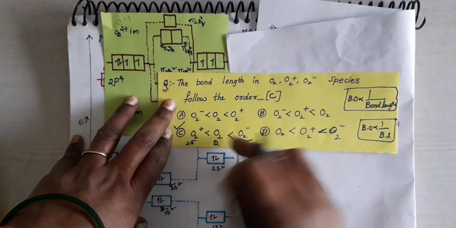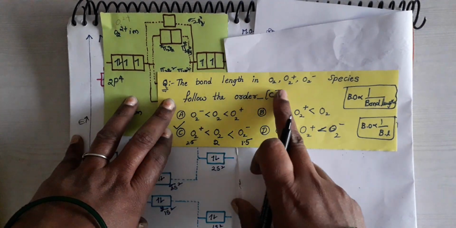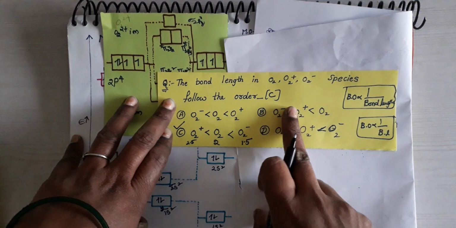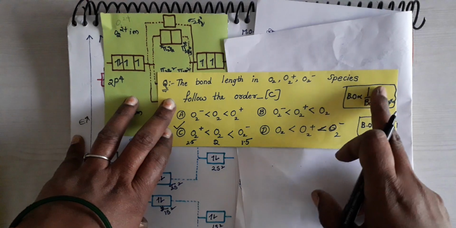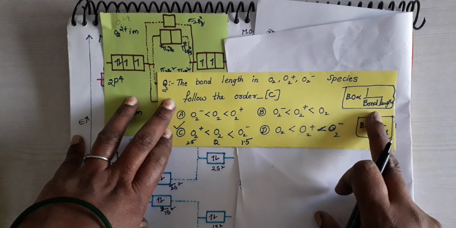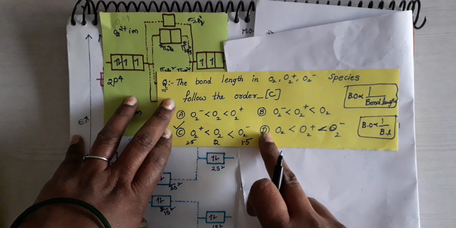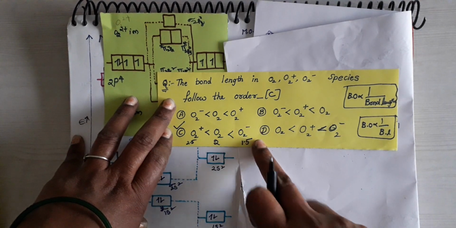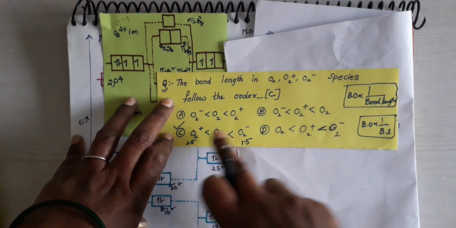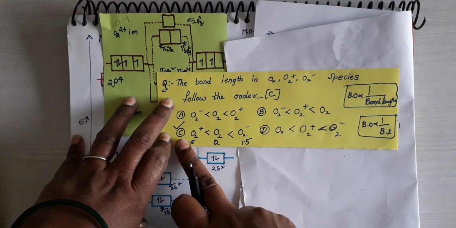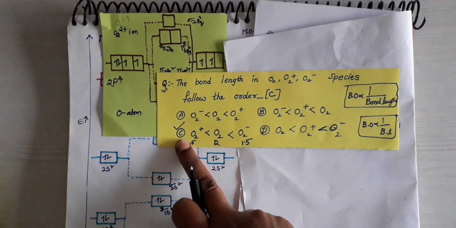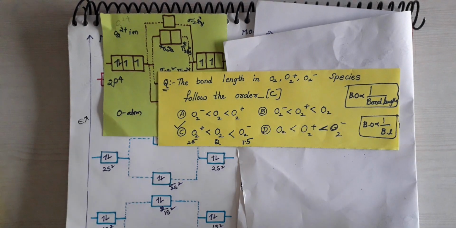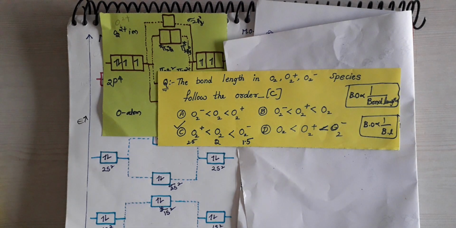See here once again, the bond length in O2, O2 plus, O2 minus species follows this order. According to which one? Bond order we decided. Bond order is inversely proportional to bond length. So from O2 plus to O2 minus, bond order decreases, nothing but bond length increases. So this is the correct answer. Okay, so this is about oxygen ions molecular orbital diagram and properties, and this is the one practice question. It is a very important question for intermediate and degree.